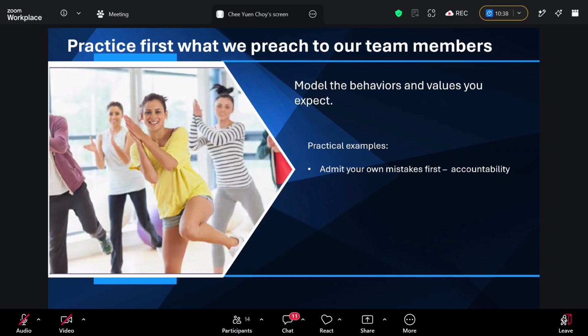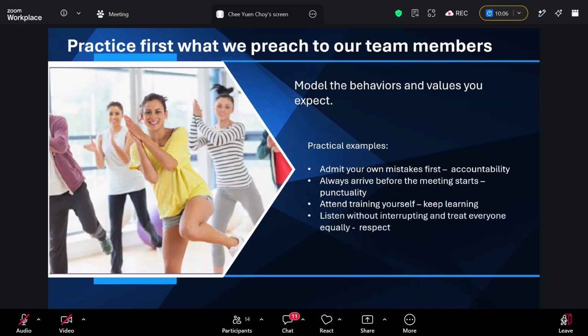This picture, at first I wondered why Kissemaker put this picture. It means that if you say left, you make sure you do left. Or else the whole team will mess up because they cannot follow you. So always arrive before the meeting starts, punctuality as I mentioned earlier, or else you can't even drive the team punctually. Attend training yourself, keep learning. You cannot just send your guys for training and yourself try to skip all the training that you're supposed to attend. Listen without interruption and treat everyone equally, respect with respect.